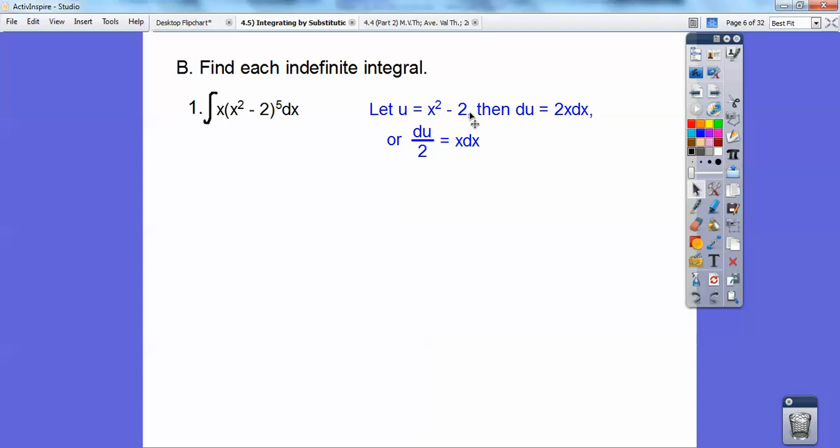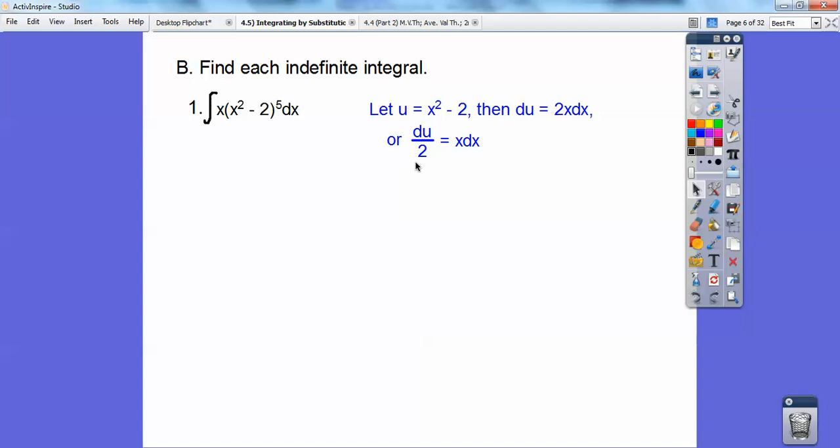Okay? And then check it out right here, you guys. Here's an x, here's a dx, and so here's the x dx right there. So if I divide both sides by 2, I get du over 2 equals x dx right there. And so here's my x dx. That's going to be du over 2.